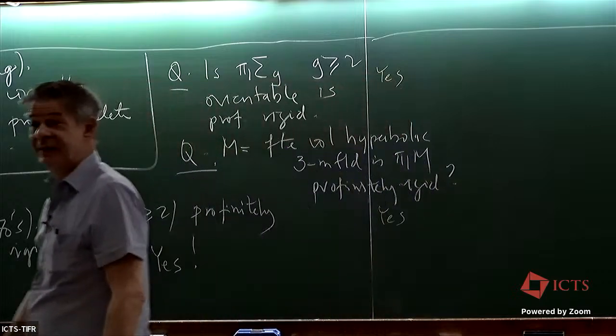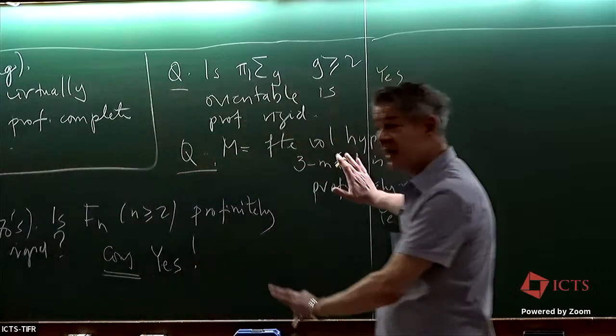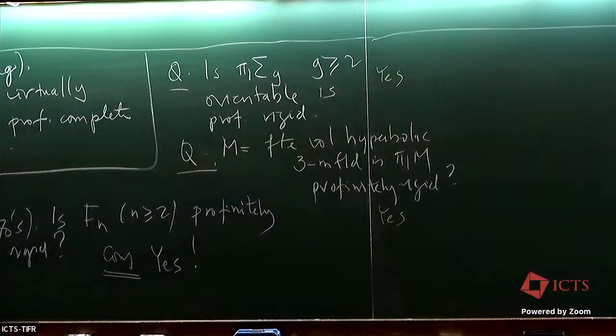Beyond that, I wouldn't dare to say anything. There are examples of Matthew Stover's of complex hyperbolic lattices in SU(n,1) that have the same profinite completion but are not isomorphic. So anything beyond this kind of setting, I'm not really prepared to say anything.